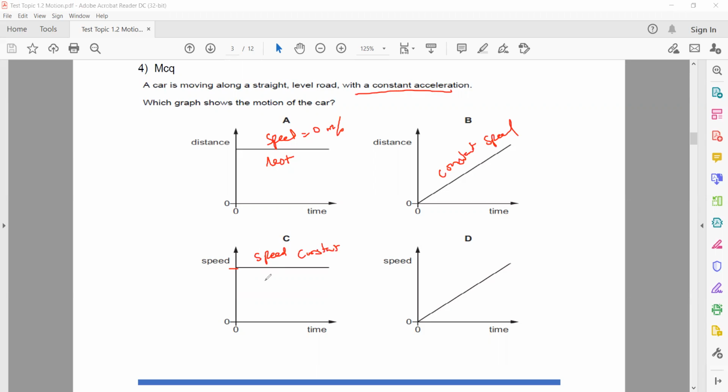And when speed is constant, what about acceleration? The acceleration is 0 because acceleration means change in speed. This is also a constant speed, or we can also say 0 acceleration. And in a speed time graph, if it's a straight line with a constant slope, it means it is having a constant acceleration. So we have to find a uniform or constant acceleration. That is why D is the right answer. Is it clear, question 4?